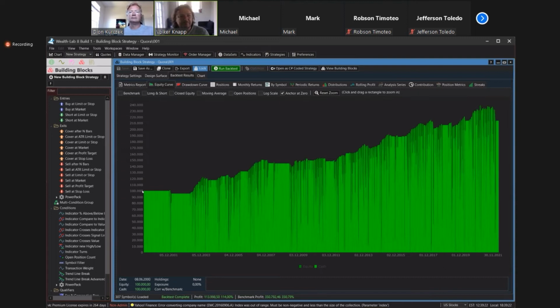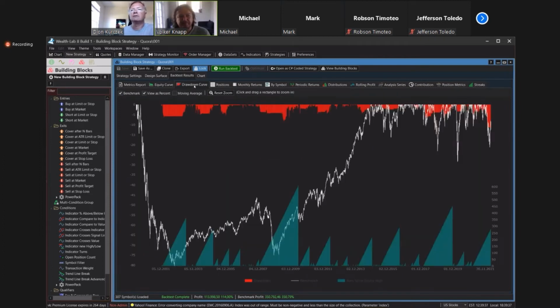And here we are, another profitable system. And keep in mind, it's using the Wells data. So, yeah, it doesn't look bad. The drawdown is quite low. The drawdown is extremely low.